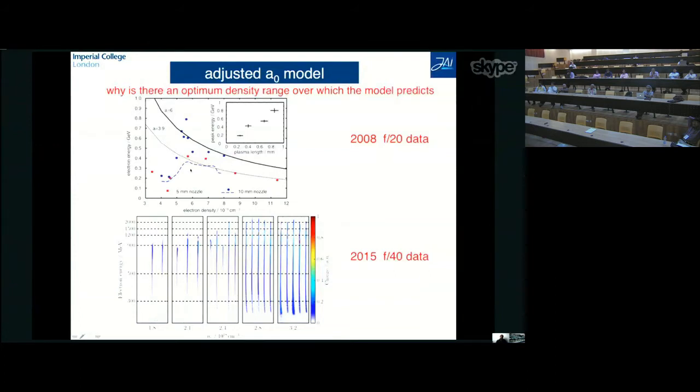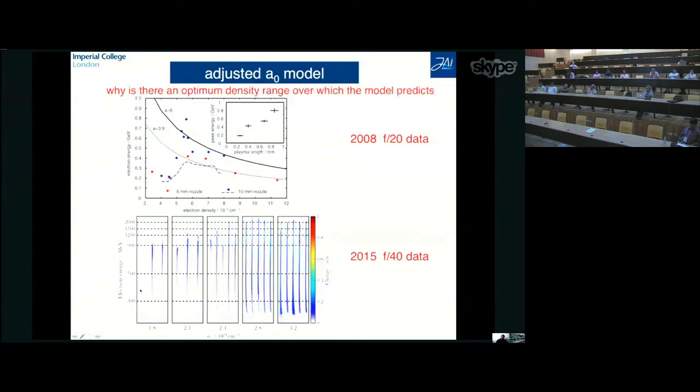So in the 2008 data, this is the 800 MeV shot, but if you look at the trend, the highest energies are only obtained over a range of between 5 and 8, times 10 to the 18th, and then energies basically drop off really fast for densities lesser than 5.5 and for densities greater than 8 or so. And a similar effect actually happens in the 2015 F40 data as well.